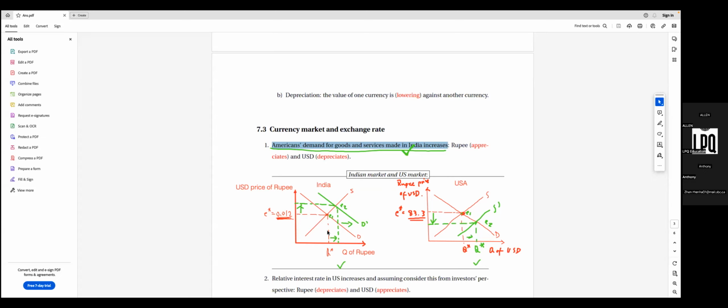Okay, so final step, you just fill in these two blanks. Now, the rupee is appreciating, USD is depreciating.